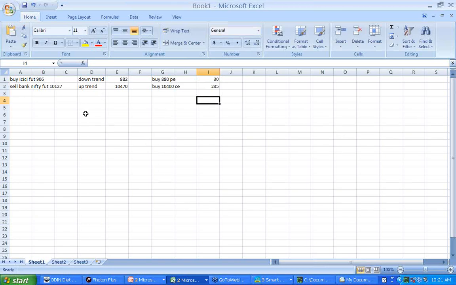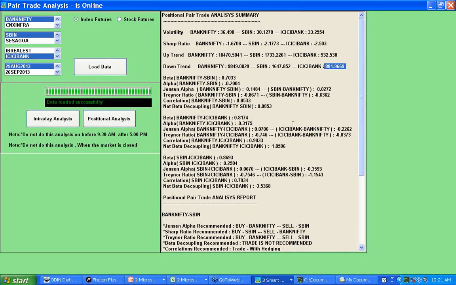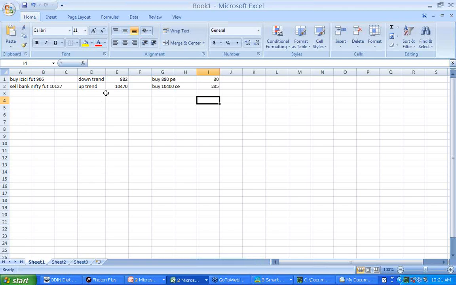Now I'll be thinking about where their uptrend is in this coming 10 days period. So ICICI Bank's uptrend is 932 and Bank Nifty's downtrend is 9849. These two are also required so that I can sell some options and offset this trade.